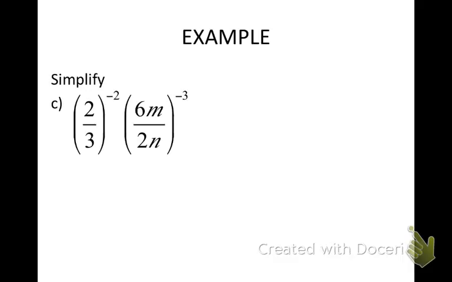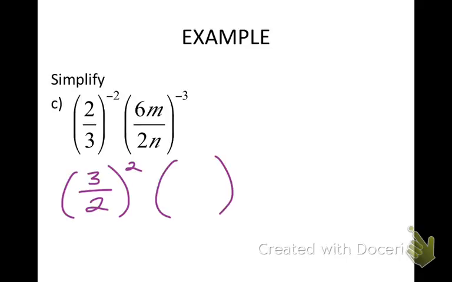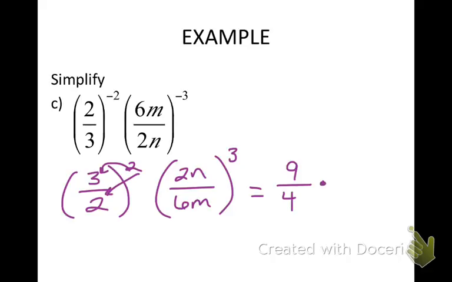So let's do the first quotient first. The reciprocal of 2/3 is 3/2. That's going to make that become a positive 2. The reciprocal of 6m over 2n is 2n over 6m. That's going to make it become a positive 3. All right, distribute. 3 squared is 9 over 2 squared is 4, times 2 to the 3rd is 8. n to the 3rd is just going to be n to the 3rd over, oh boy, 6 to the 3rd.